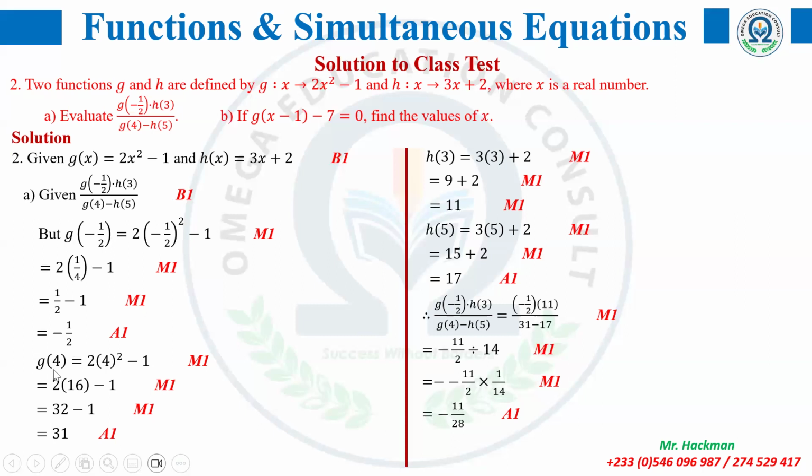You come and do the same for j of 4. So that explains what I have here, to this point.